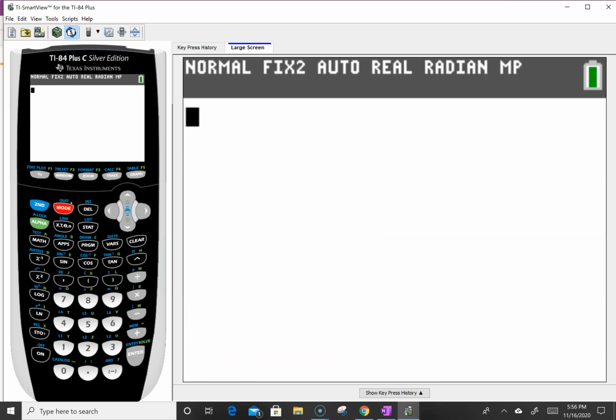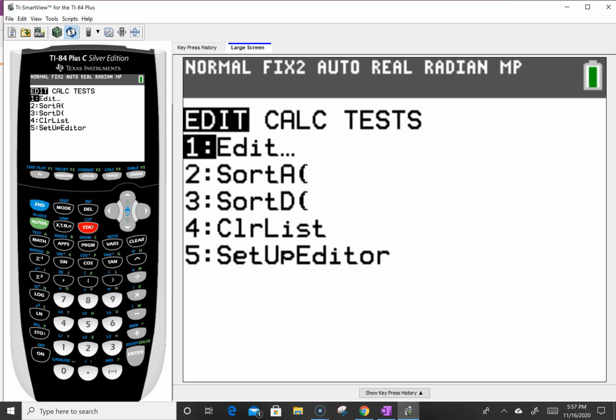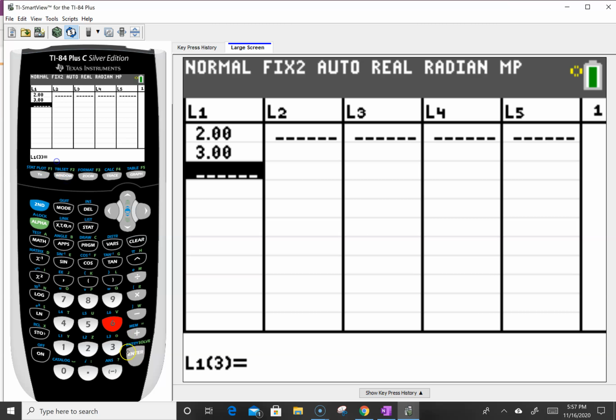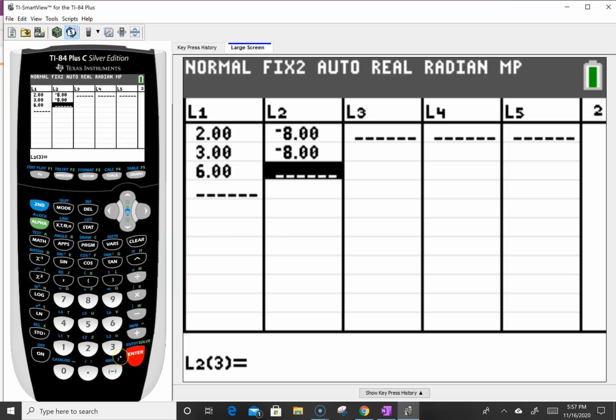All right, we want to find the equation using quadratic regression. To get there, you need to hit the stat button. We're in edit, that's where we want to put the information in, and we want to go to list 1. In list 1, we're going to put our x's, which would be 2, 3, and 6. In list 2, we are going to write the y's and write them in line with the x they match. So 2 went with -8, 3 went with -8 as well, and 6 went with 4. Notice it's rounding everything to 2 decimal places, which we told the calculator to do.